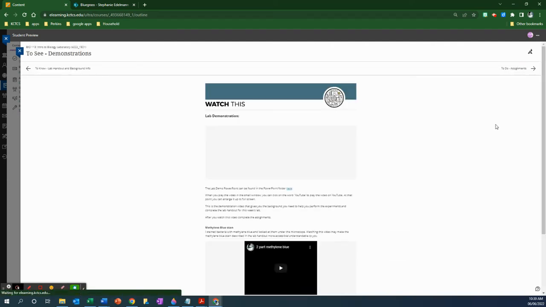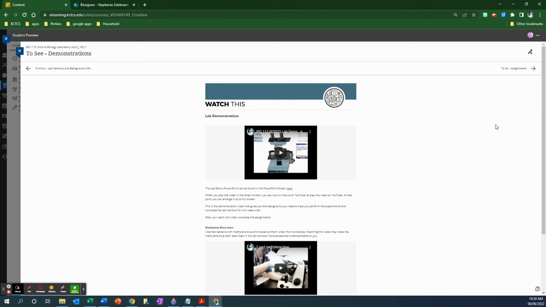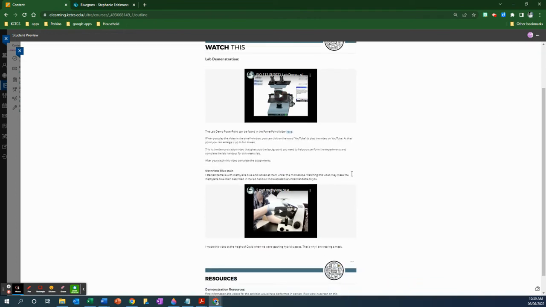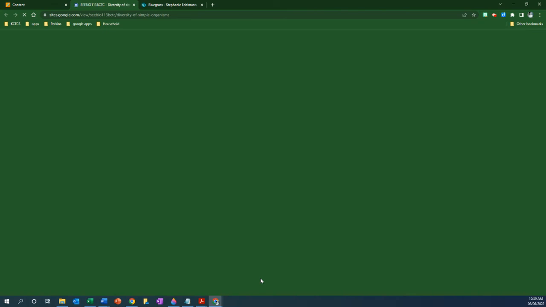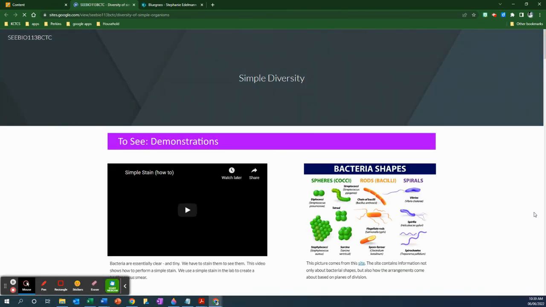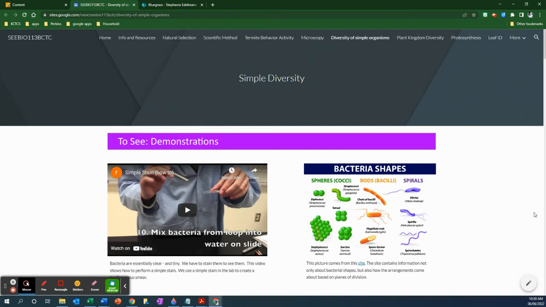Demonstrations. There are lots of demonstrations this time because we don't really have the ability to do any of these things. There is the lab demonstration that I'm doing, and then I actually did a methylene blue stain in hopes to help you figure out this microscope business. But if that one doesn't work for you, click on the Google site. The Google site has lots of resources for you this time. So this time the Google site is probably more important than it was in the past. The Google site shows you a simple stain.